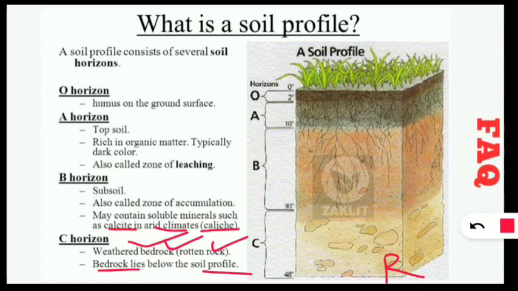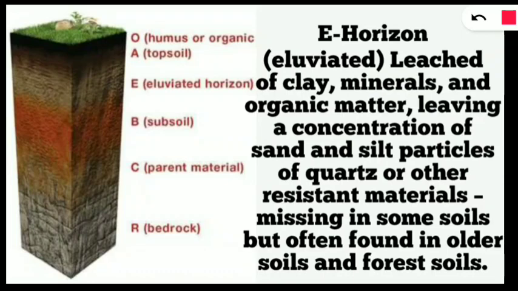So here I would like to include one more profile which is also important. So let's move to the next slide. The next zone which I was about to tell is the E horizon. Yes, this E horizon comes in between the B and A horizon. That means in between topsoil and subsoil. It is called the eluviated horizon. From E, the name is given.